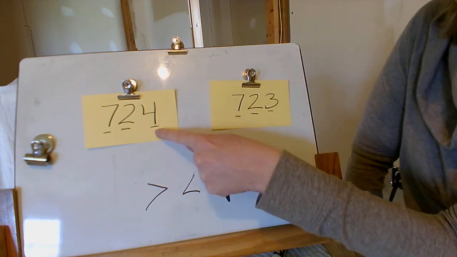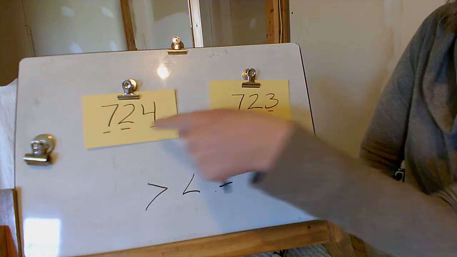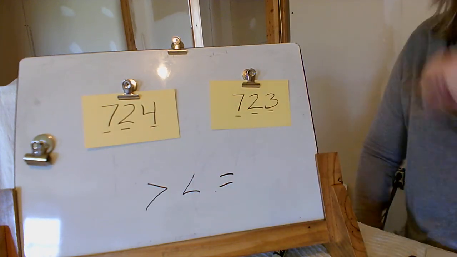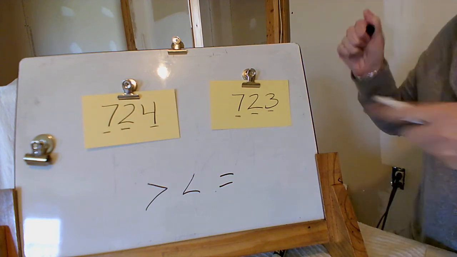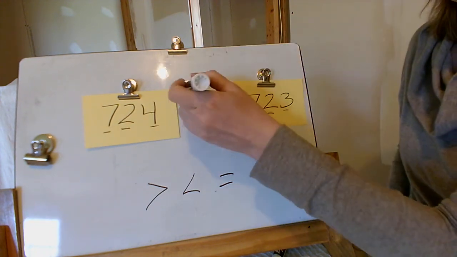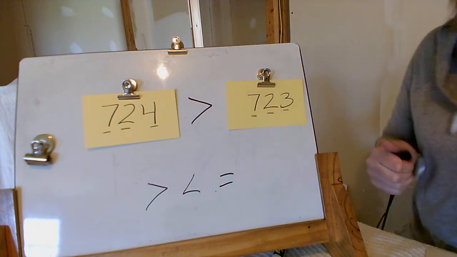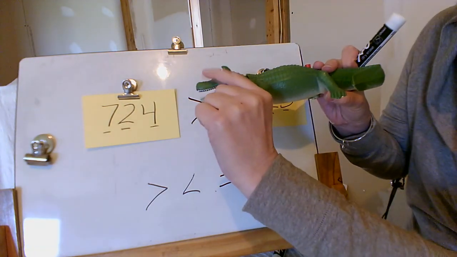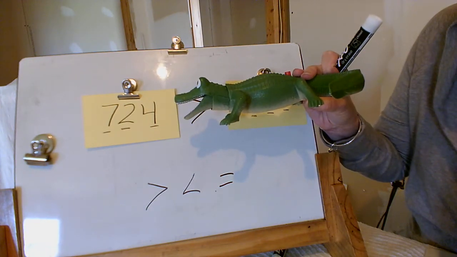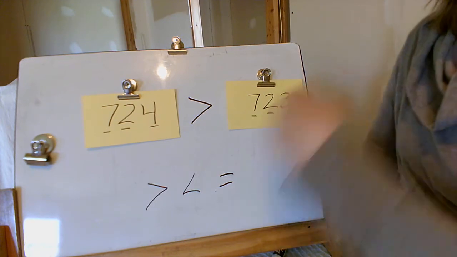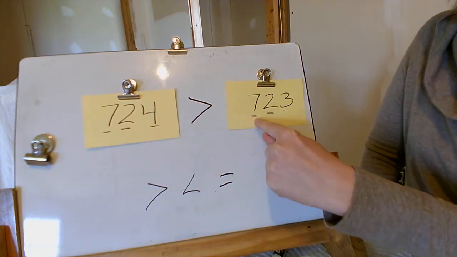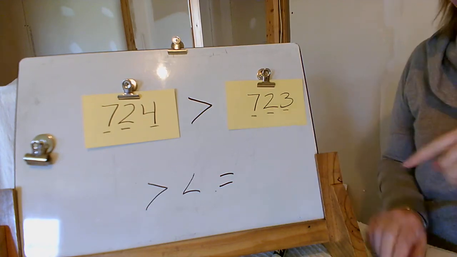Is 4 greater than 3, or is 4 less than 3? If you said greater, you are correct. So we would put this symbol in between these 2 numbers. So the alligator mouth would want the bigger number. The hungry alligator eats the number that is greater. So we would read it like this. 724 is greater than 723.